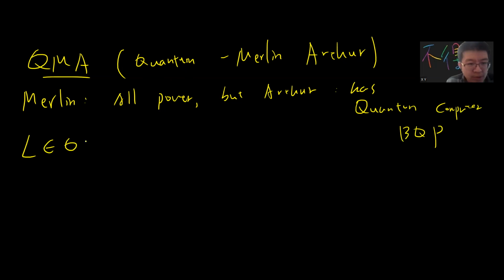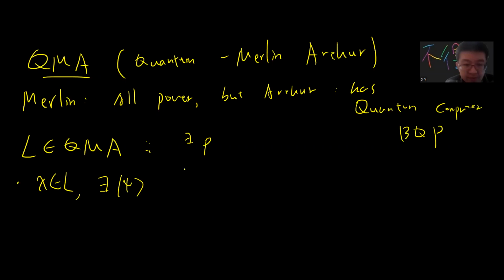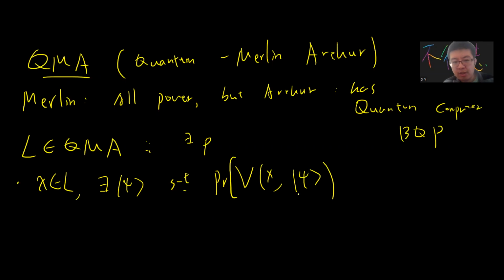Okay, so a language L is in QMA if you satisfy the following: there is a polynomial p such that if X belongs to L, then there is a quantum state that Merlin can give to Arthur, such that the probability that the Arthur verifier accepts with input X and state psi is greater than or equal to 2/3. Arthur receives some state psi and runs a probabilistic machine, this big P, reading the quantum initial state and X. Actually, you can change 2/3 to some other constant.